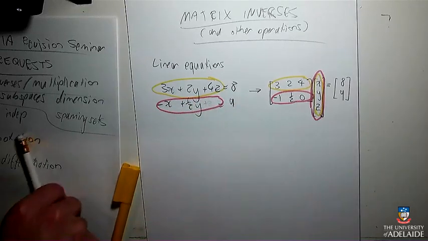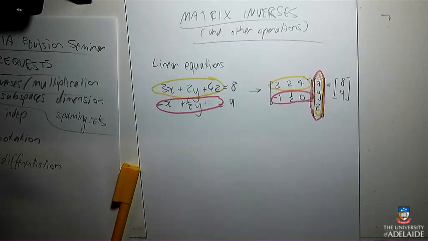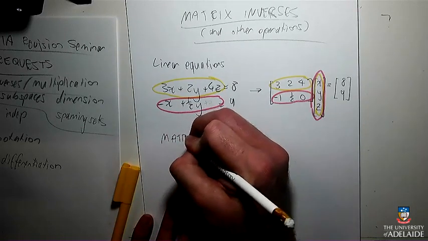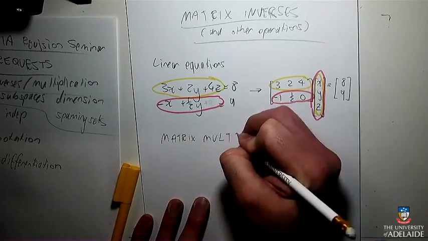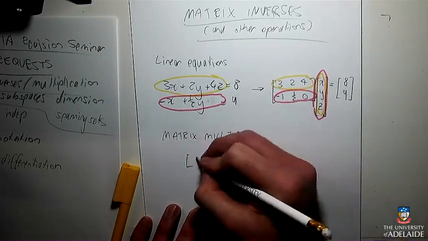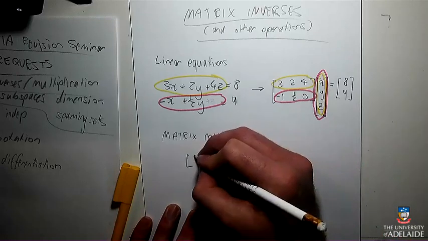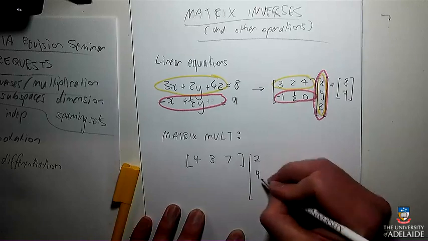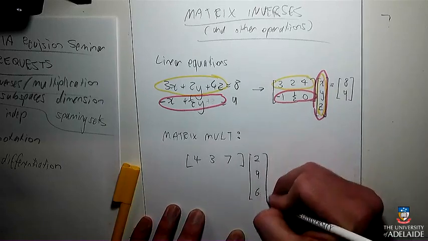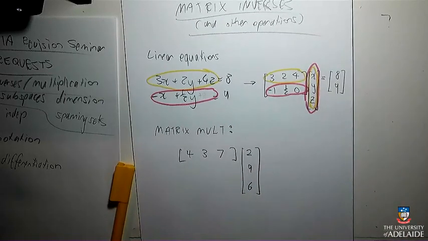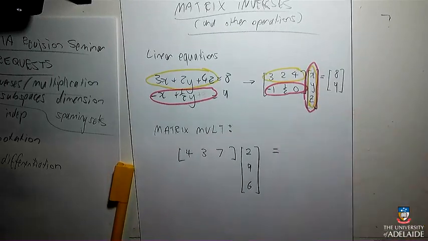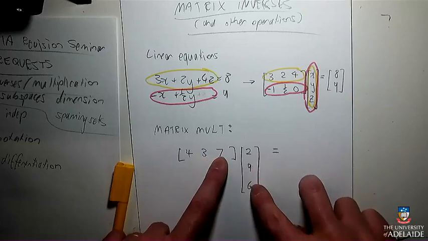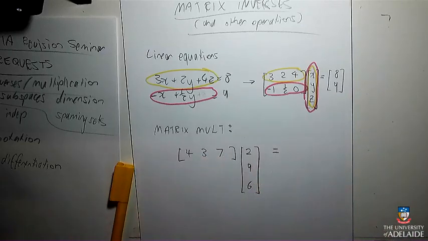And that is the basis of matrix multiplication. Matrix multiplication goes like that. So if you have a row, I will not put one there, so it's obvious what's going on, times a column, then what you will get is the matching entries of each multiplied and added together.